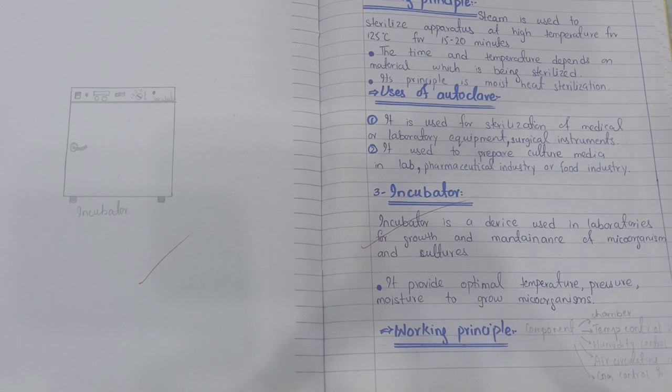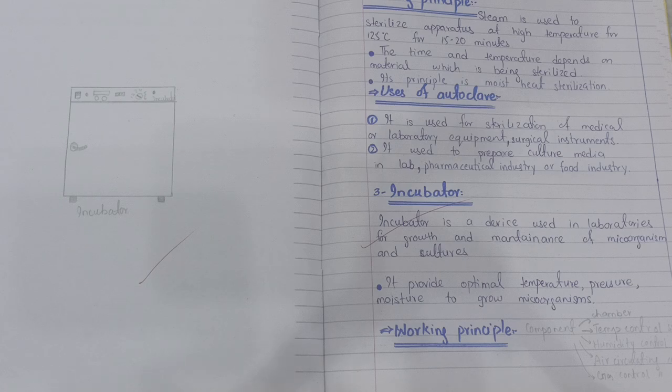जहाँ पर आप माइक्रोऑर्गेनिज़्म को ग्रो कर सकते हैं, like bacteria, you can grow viruses, you can grow fungi, protozoa, anything you want. And the incubator, what is its function? It provides the optimum conditions for that particular microorganism. Like if a bacteria needs a specific temperature of 80 degrees centigrade and a pressure of 121, by the incubator you can provide the specific conditions to it.